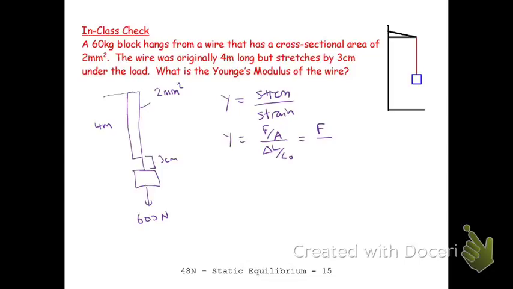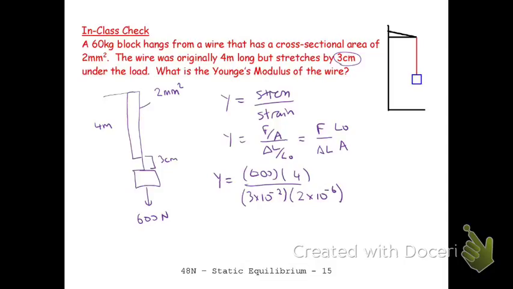which if we rearrange it is the force over that area. I think I'm right. Yep. So Y is equal to the force, which is 600, times the original length, which is 4, over my extension, which is 3 times 10 to the minus 2 meters, because it's centimeters, times my area. And my area is equal to 2 times 10 to the minus 6 meters squared.